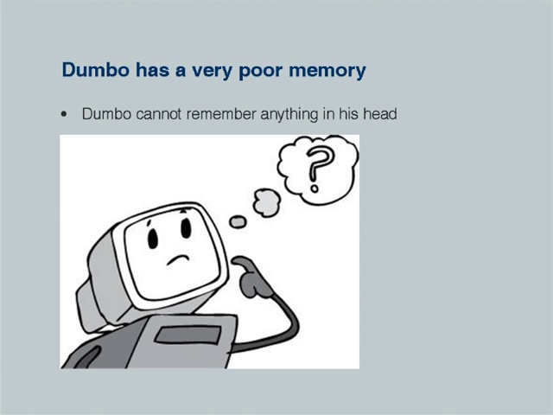There's an additional problem with our friend Dumbo. He cannot remember anything. So for example, if I ask you to add two numbers, let's say 5 and 12, you will come up with an answer 17 without writing it down on a piece of paper because you would be storing 5 and 12 as two numbers in your mind. And in fact, you can do mental arithmetic and store the result 17 also in your mind. Human beings have phenomenal memory capacities. Mr. Dumbo, unfortunately, cannot remember anything in his head.